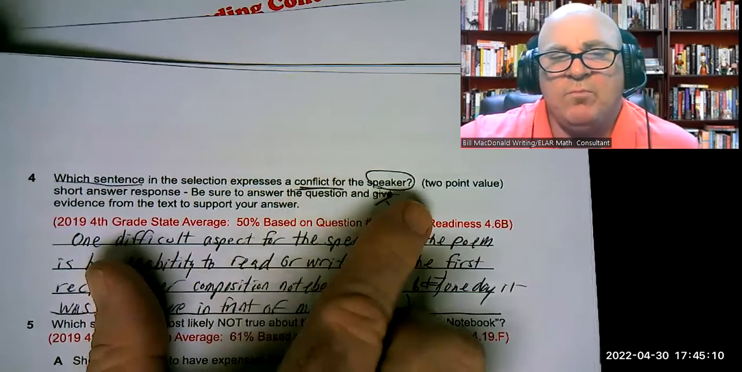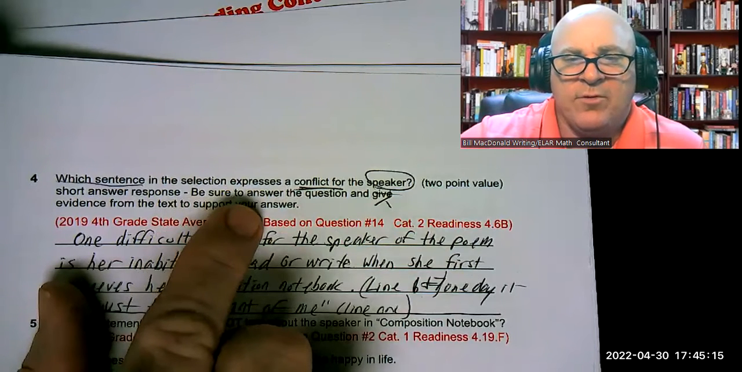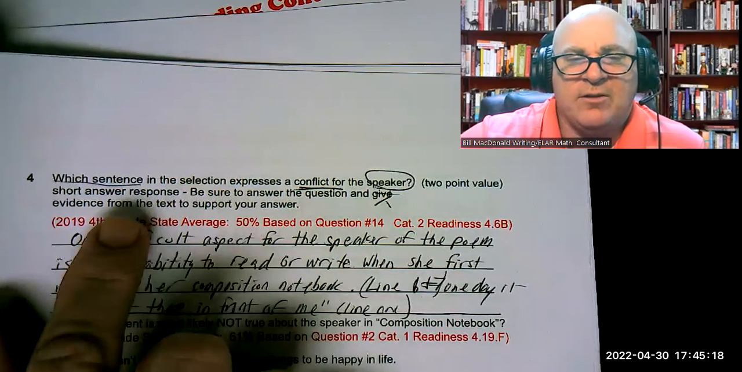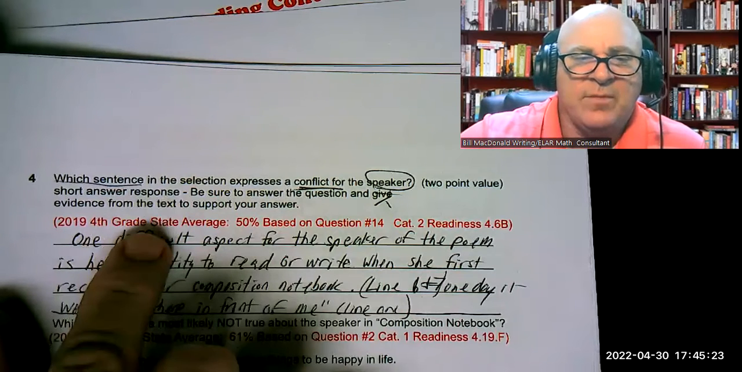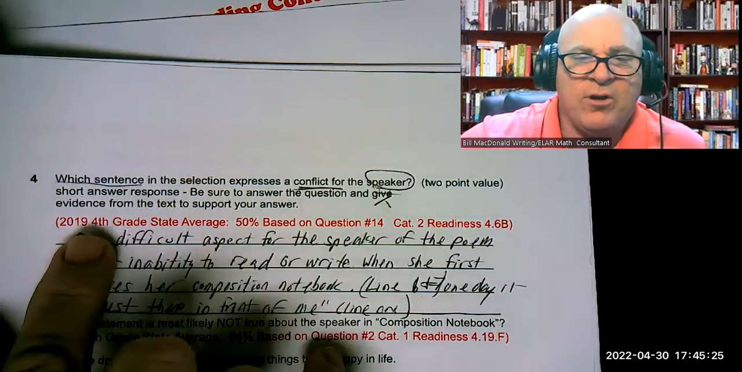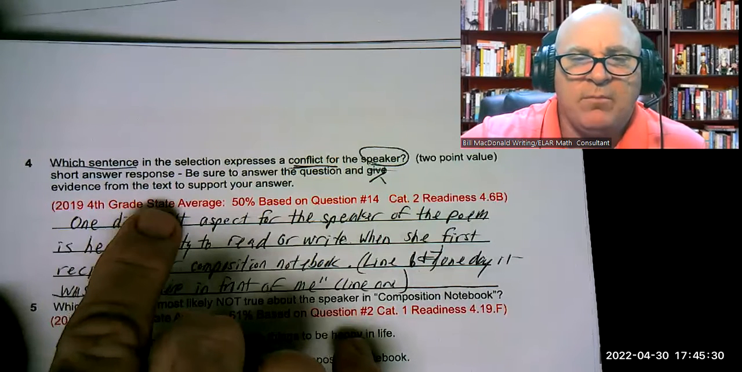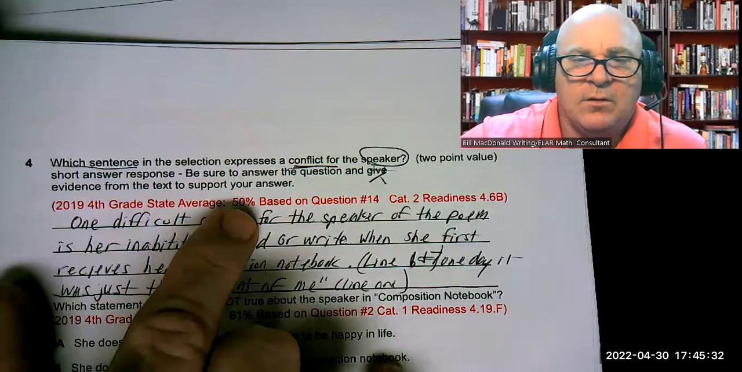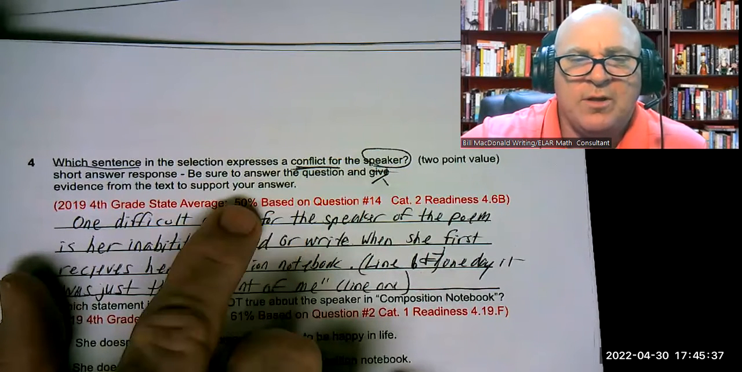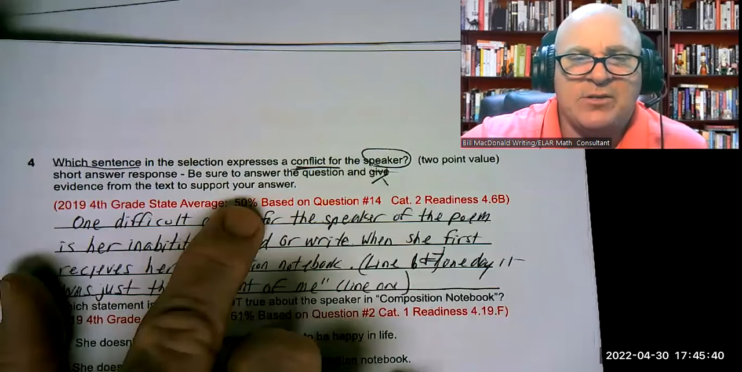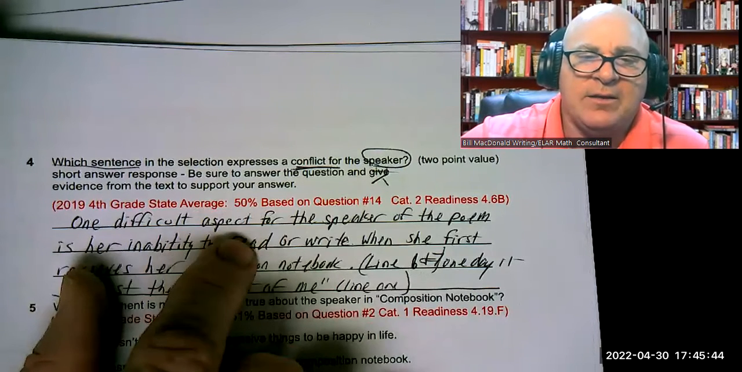So a 2-point value in short answer means be sure to answer the question, number 1, for the first point, and give the evidence from the text to support your answer. And just so you can see, in 2019, a 4th grade question that asked your students about conflict, number 14 on our state test, only half of the students were able to do that. And so it's going to be even less because the 4 answer choices are not going to be there in many cases this coming year.